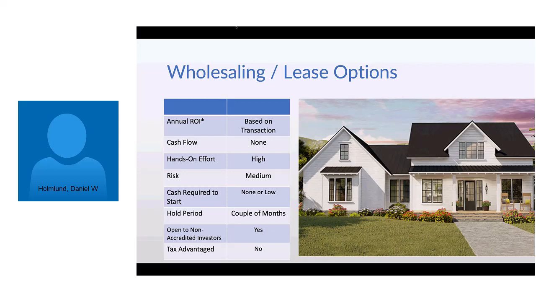The other strategies that I have listed on it are residential tax liens and then mortgage and private note investments. And so if you have questions about those, we can talk about that also.